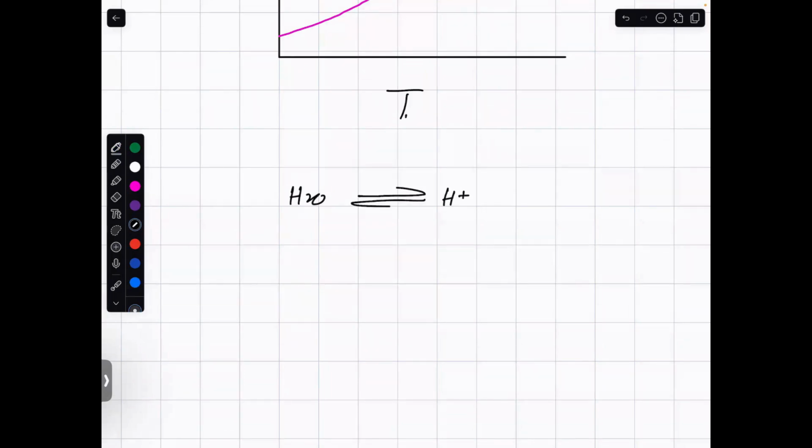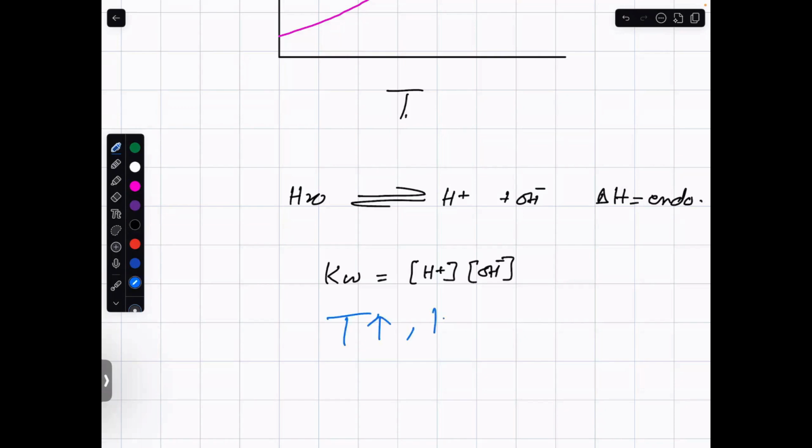water making H plus and OH, it's what? Endothermic reaction. So the Kw is H plus into OH. When the temperature is more, the Kw is more as the delta H is positive. For all endothermic, the equilibrium constant increases with increase in temperature.